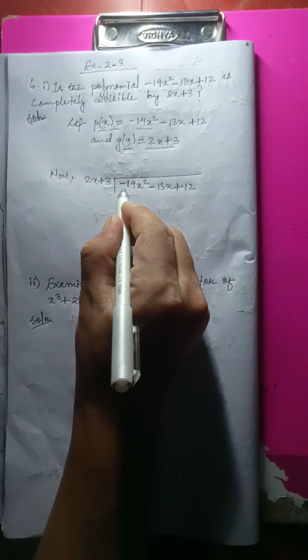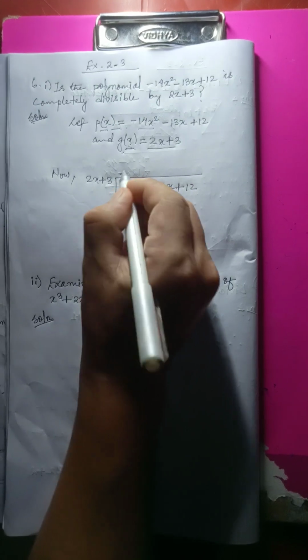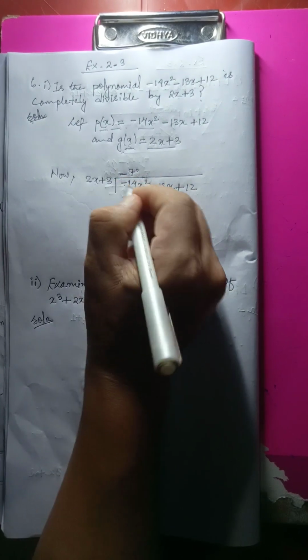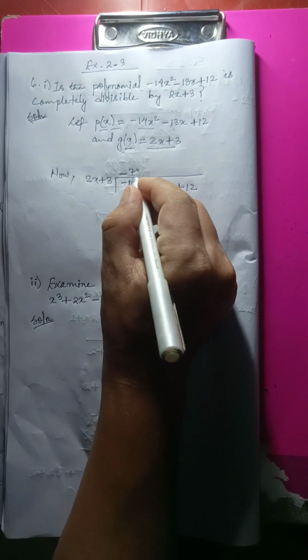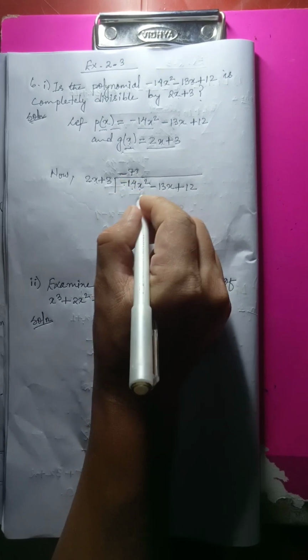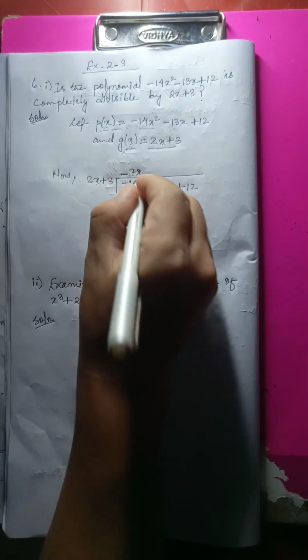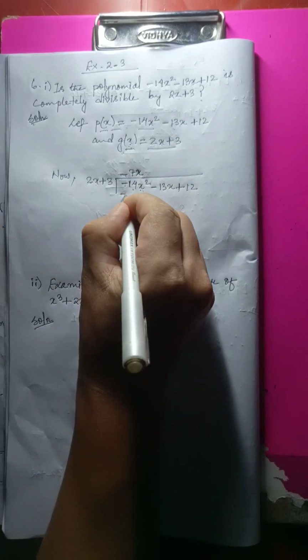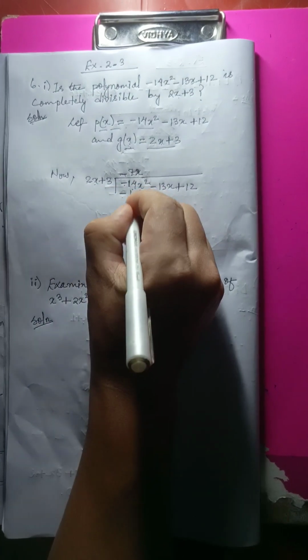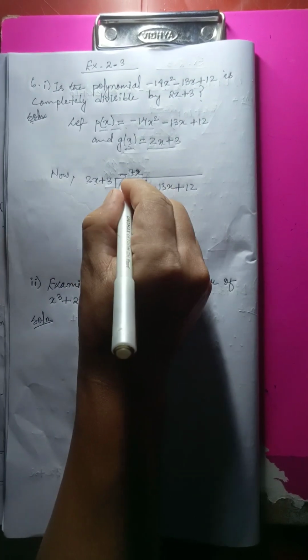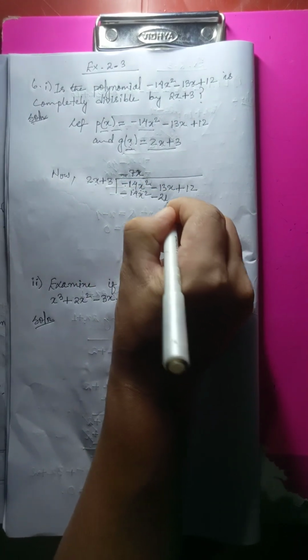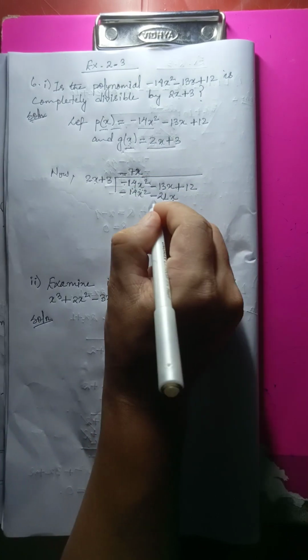And whatever the sign that we have, we will write it here. 2, how many times should you multiply in order to get 14? That is 7. And x, how many times should you multiply with x in order to get x squared? x into x, okay? And what is the sign that we have? Minus into plus will give you minus. 7x into 2x will give you 14x squared. Minus into plus will give you minus. 7 into 3, how much? 21. And here it is x.